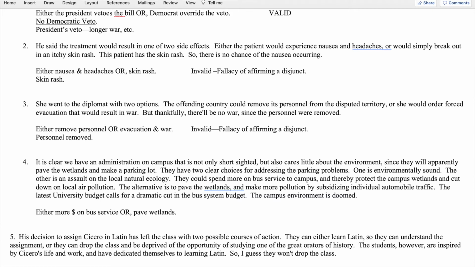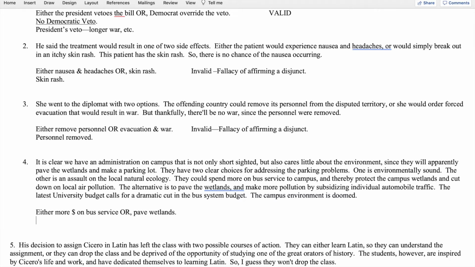Then the next premise tells us the latest university budget calls for a dramatic cut in the bus system budget, right? So we have no more money for bus service. That's the second premise. And as you look at this argument then, you have two disjuncts. Either we spend more money on bus service or we pave the wetlands and create more pollution by subsidizing automobile traffic. But the second premise tells us there will be no more money spent on bus service. Indeed, there'll be a budget cut for the bus system. So that second premise denies the first disjunct, making this a valid argument.